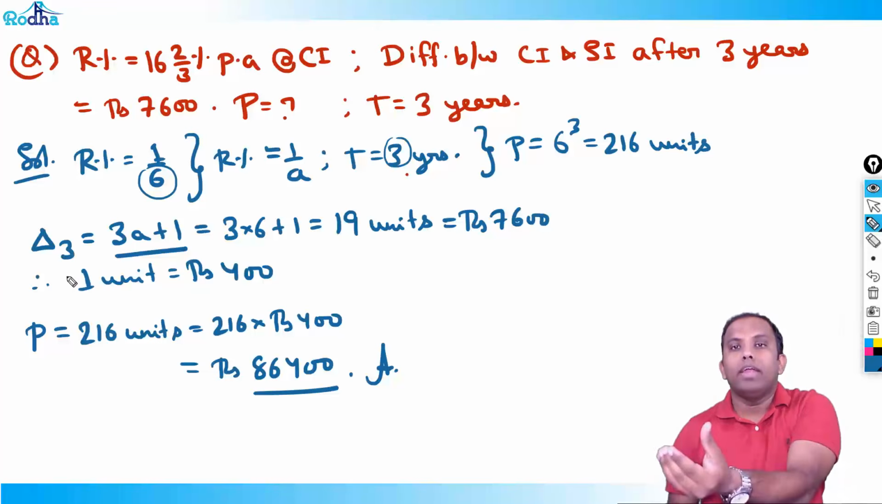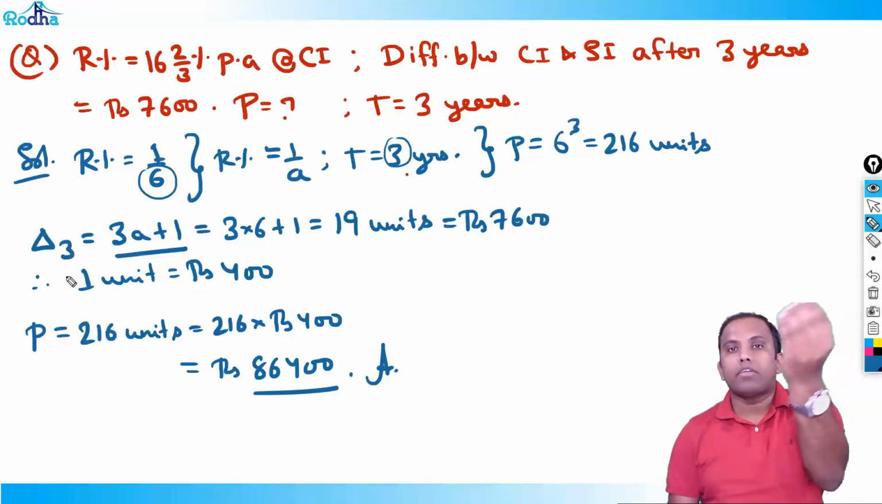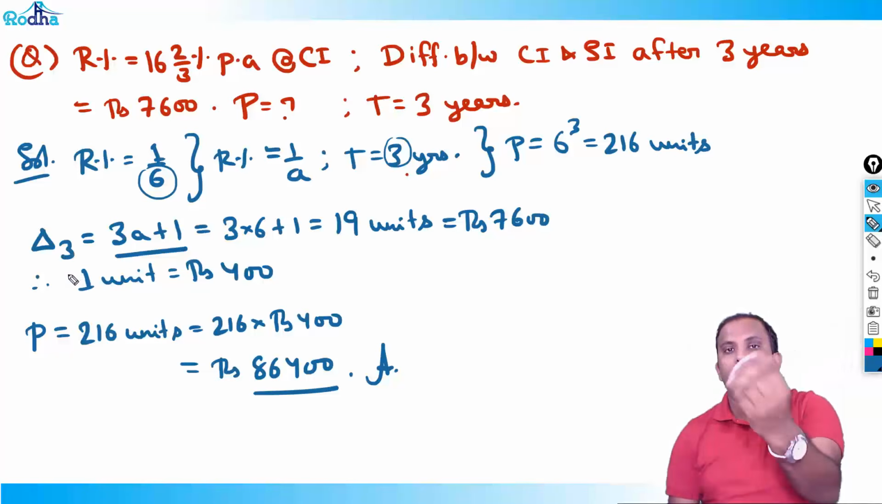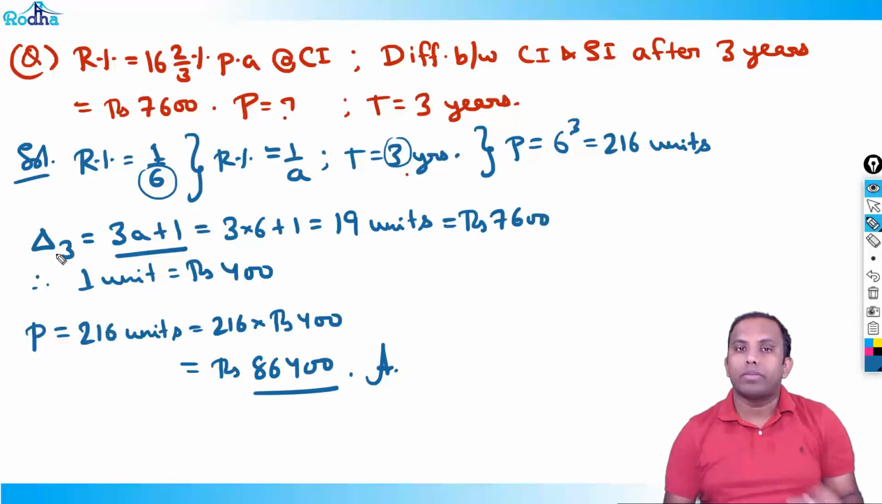Below the third year, there is interest on interest for the first year, and interest on interest for the second year. There is second data, third data, right? 1, 2, 3, and then 1. Total 4 data. 3a plus 1, right? Okay. Now, move to the next question.